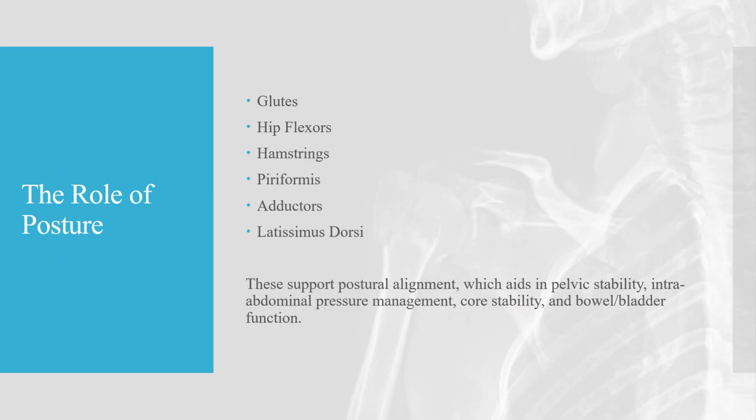The accessory muscles that play a role in pelvic floor support include the glutes, hip flexors, hamstrings, piriformis, adductors, and latissimus dorsi. These muscles work in synergy with the pelvic floor to maintain postural alignment and enhance coordination to promote pelvic stability, core stability, regulate intra-abdominal pressure, and contribute to optimal bladder and bowel function.